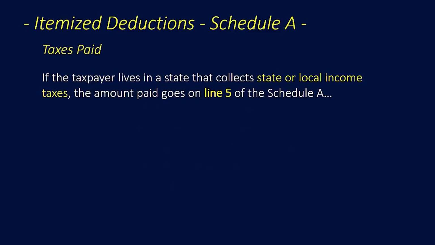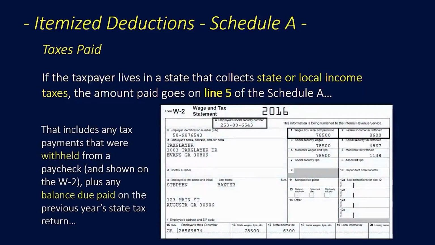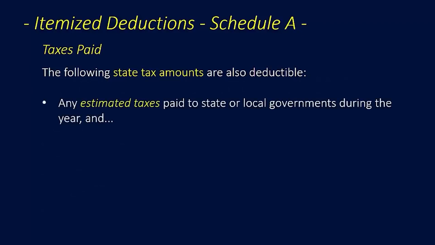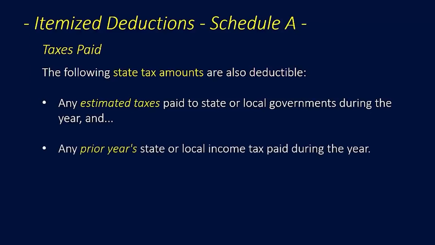If the taxpayer lives in a state that collects state or local income taxes, the amount paid goes on line 5 of the Schedule A. That includes any tax payments that were withheld from a paycheck and shown on the W-2, plus any balance due that was paid on the previous year's state tax return. The following state tax amounts are also deductible: any estimated taxes that were paid to the state or local governments during the year, and any prior year's state or local income tax paid during the year.